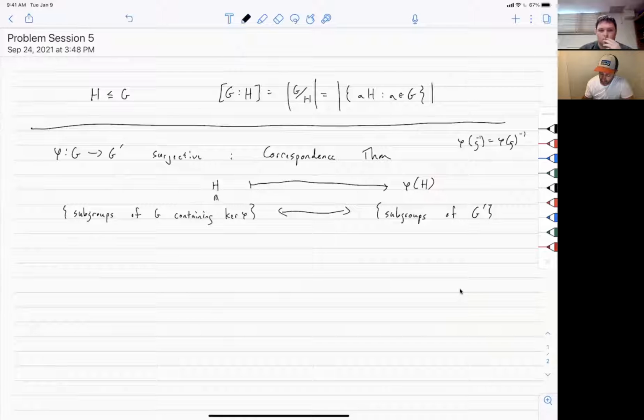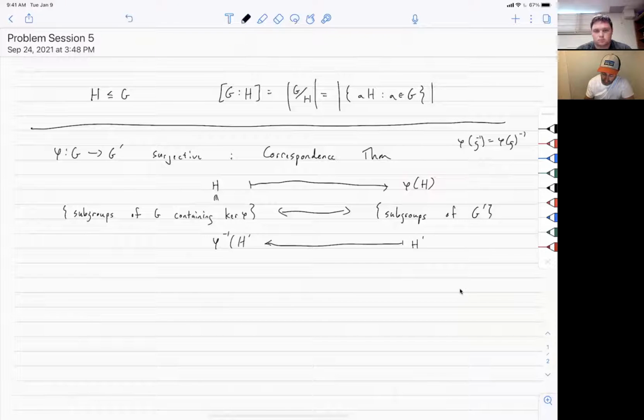And then the reverse, the inverse of this map, is you take H prime and you send it to all of the elements of G that are sent to H prime. So this is something we did in class. I'm not sure I did a good job explaining it, but it was the correspondence theorem.